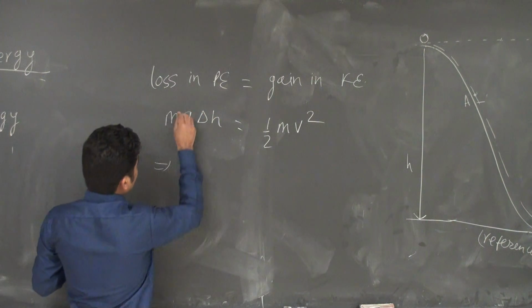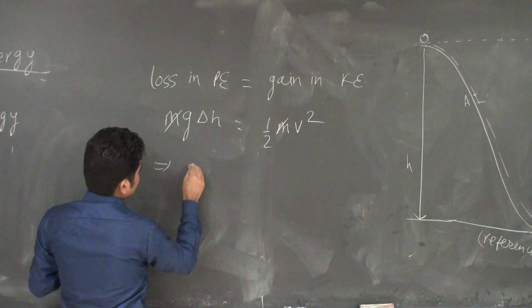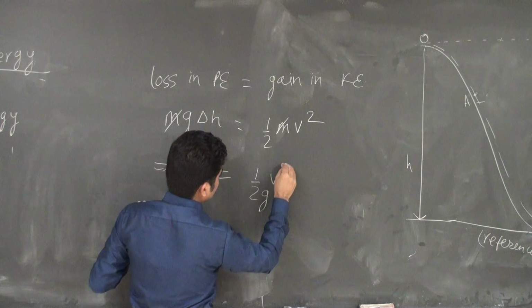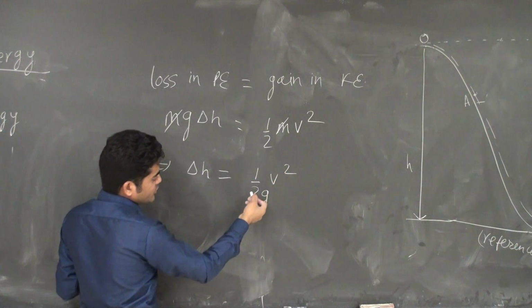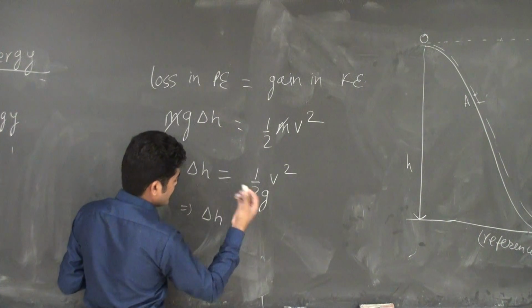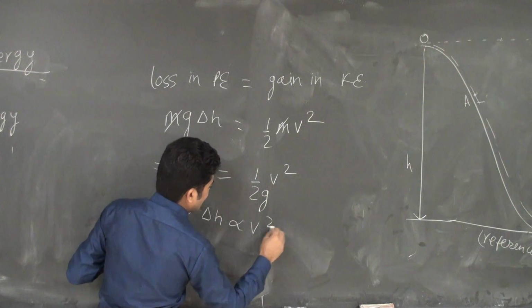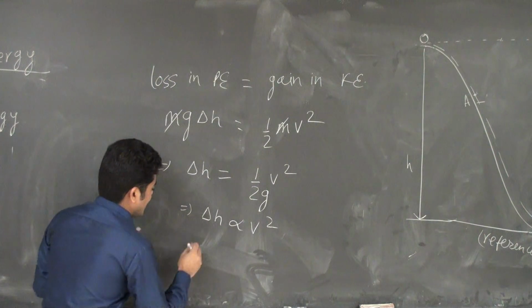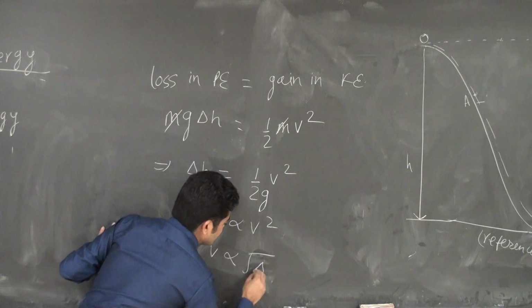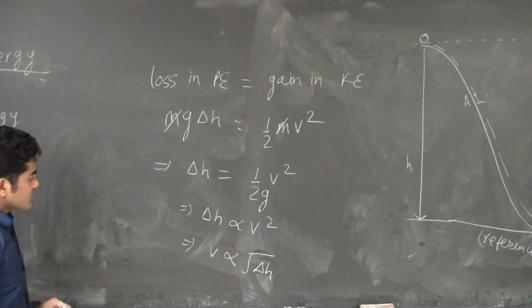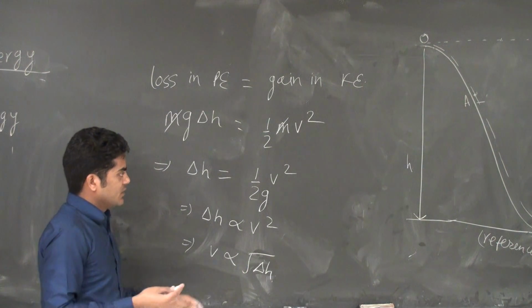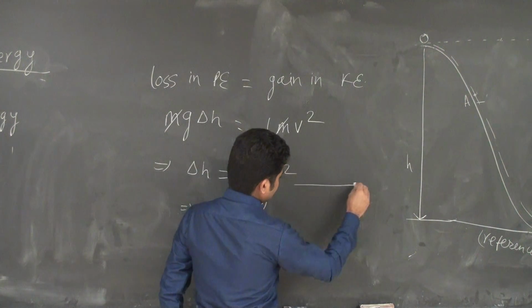So mass cancels out, and del S equals 1 over 2g times v squared. 1 over 2 is constant and g is constant in our case. So del S, the change in height, is directly proportional to velocity squared. Or we can write that velocity is directly proportional to the square root of the change in height. So if you know the change in height, we can find the velocity of an object. So let's assume there are two kinds of path.